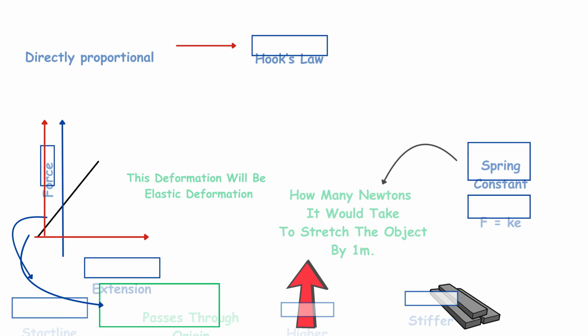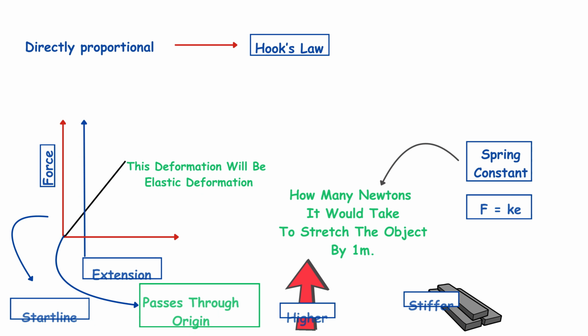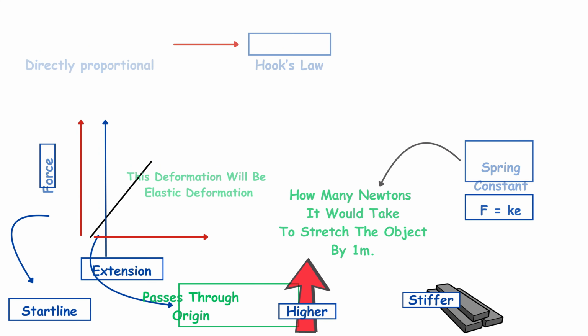We can visually represent this relationship by plotting a graph of force on the vertical axis against extension on the horizontal axis. As the applied force increases, the extension increases too. If the graph is a straight line that passes through the origin, we can conclude that force and extension are directly proportional. This is what we refer to as Hooke's law. While this proportional relationship holds, all of the deformation experienced by the object is elastic, which means that the object will return to its original shape once the applied force is removed.